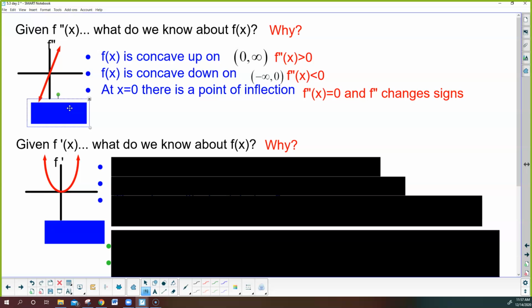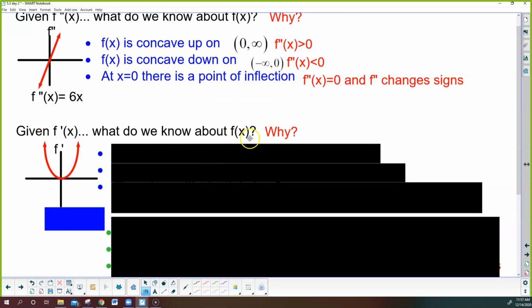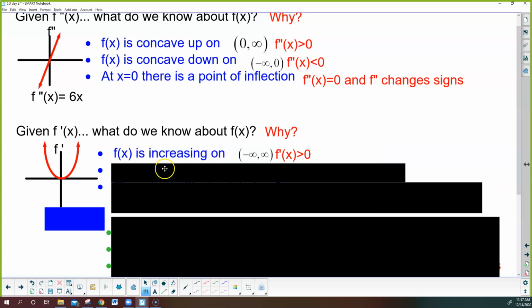So what if this graph was 6x, right? That's just a linear equation. What would we know about the original function if we were given the second derivative? Now these are going to be connected. So I took someone's derivative and I got 6x. So we can conclude all these things.